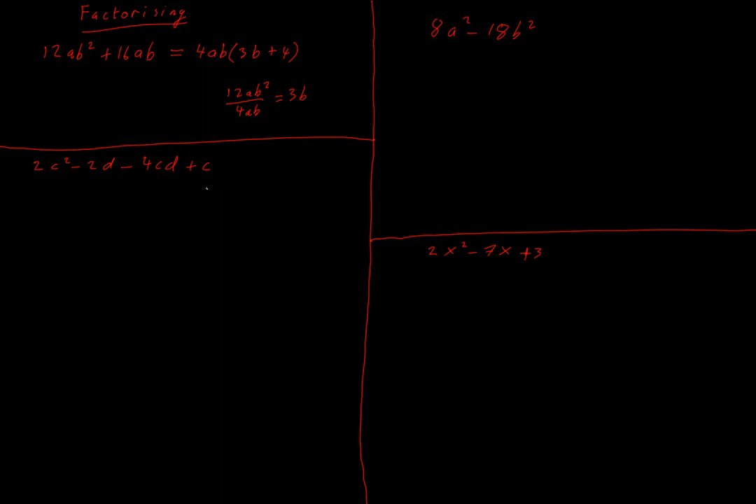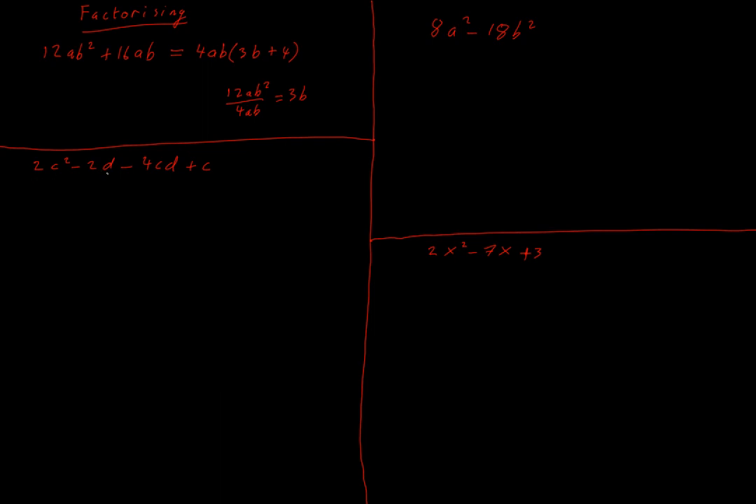So if we have a look at our second example here, we have 2c squared minus 2d minus 4cd plus c. So I'm going to see if I have a common factor between my first two terms. If I have 4 terms here, I'm going to look and see, can I get a common factor between the first 2 terms and the second 2 terms? And this skill can seem a little bit arbitrary, but we use it as part of solving our quadratic equations later on. So that's why it's particularly important.